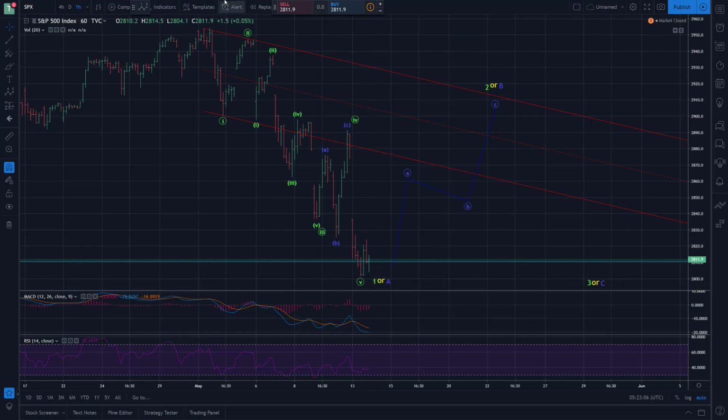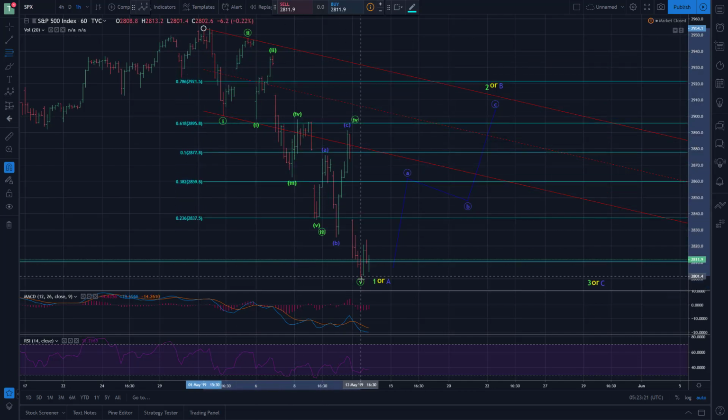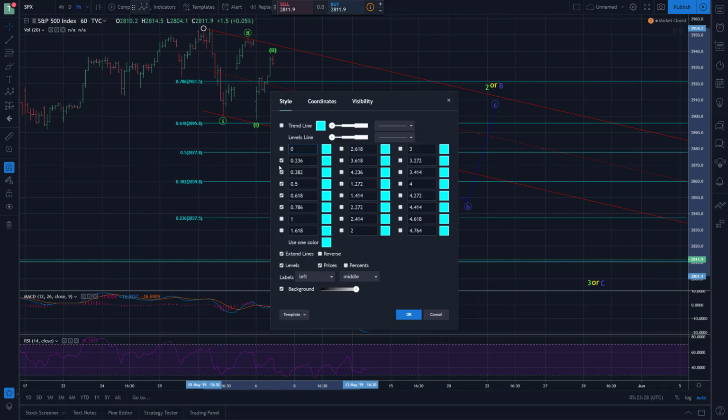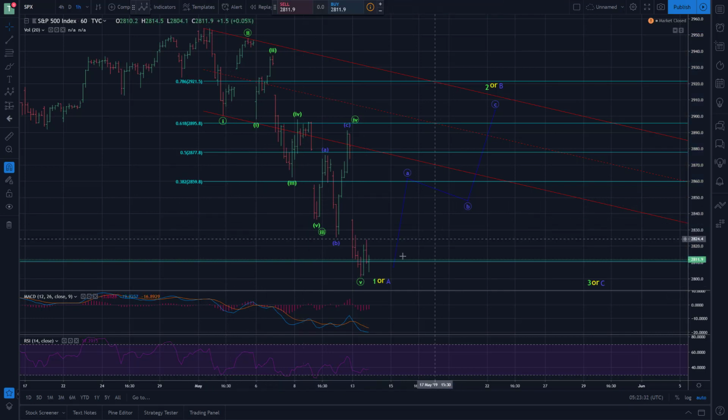And maybe this overall move down is just 1 or A. And now we'll have a larger and more time-consuming corrective rally, an ABC up of some sort. And if that is the correct count, then we'd be looking at some fib retracements from the top up here to today's low. I'll just show the common ones there: 382, 50, 618, 786. So if that's the case, then we'll get a pretty good rally here soon.